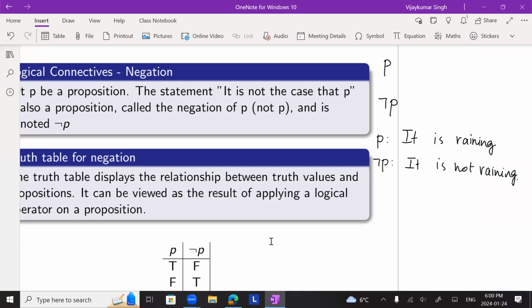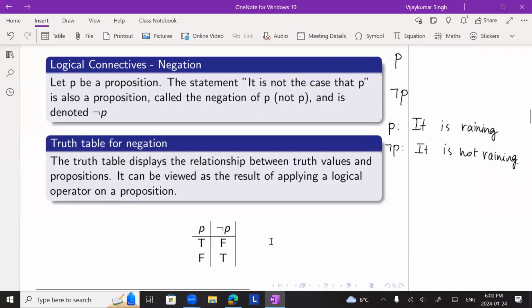Okay. So this is the idea behind the negation of a statement. Now, for every one of these logical connectives, we will talk about the truth table. All right. So what is a truth table? In a truth table, you analyze all the possibilities for something, right? So for example, if I have a statement P, and then what is its negation?